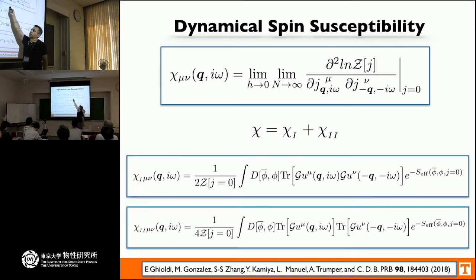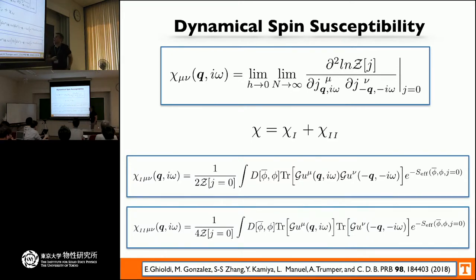Okay, so now let's go to the point. We want to compute this particular correlation function, right? We want to compute the susceptibility, and for that, we have to take the second derivative of the logarithm of the partition function as a function of the external sources, right? And when we do that, we will get two contributions. One comes from taking the second derivative of the action, right? Each derivative will bring a Green's function and an external vertex, right? So we have GU, right?